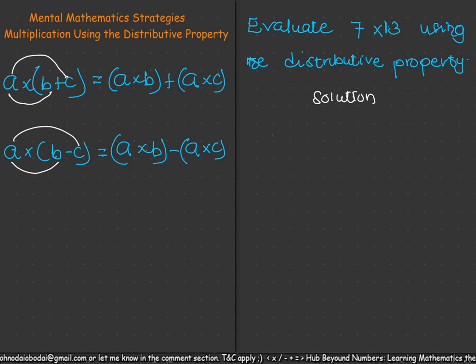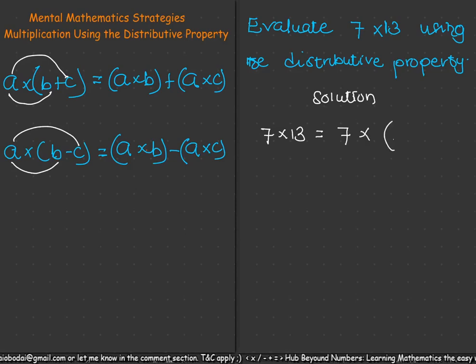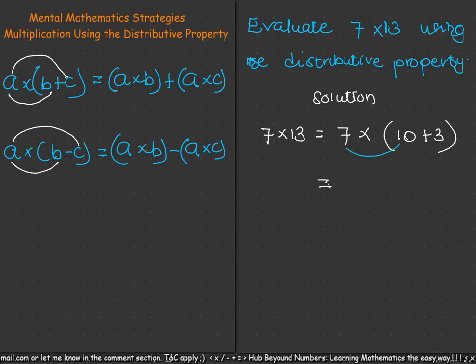First of all, if you have your 7 times 13, your 7 still remains as it is. Then you rewrite the 13 in its expanded form. 13 in its expanded form is 10 plus 3. So with this, you can clearly see the distribution. This 7 here would come and multiply the 10, and it will also multiply the 3 as well. And then you find the sum of these two multiplications.